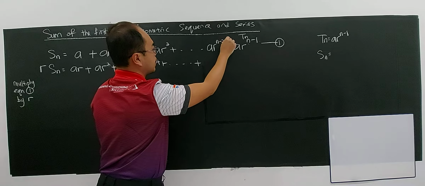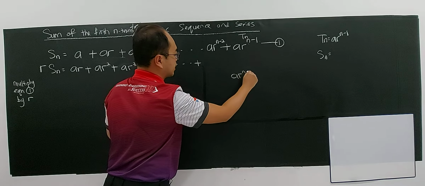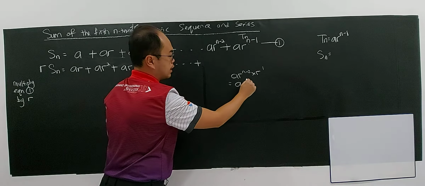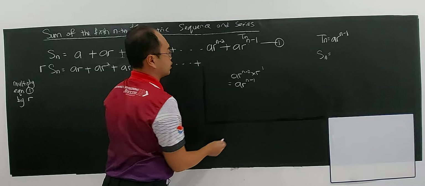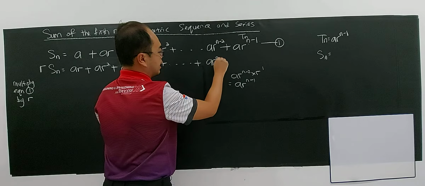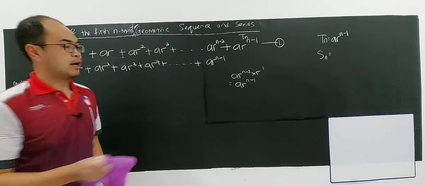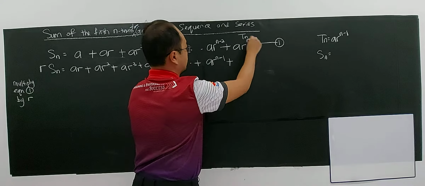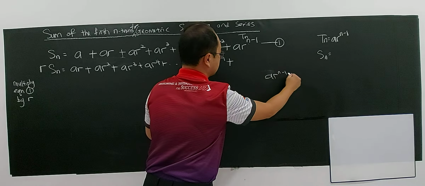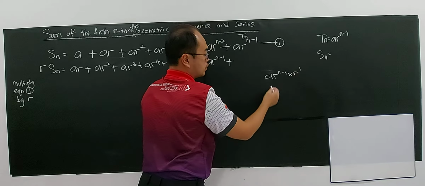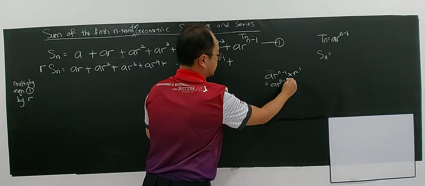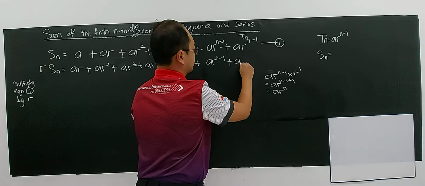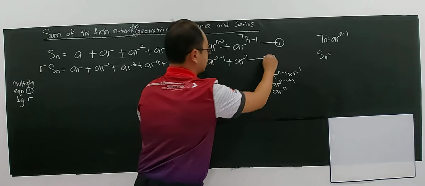Until this one, if you multiply by R, you take AR n minus 2 multiply by R. What happened? This is power 1, right? So this is all about the index. N minus 2 plus 1, you have n minus 1, right? So here you have AR n minus 1. For this, if you multiply by R, AR n minus 1 multiplied by R, which is power 1, you have AR n minus 1 plus 1. So you have AR to the power of n, and I name this equation 2.